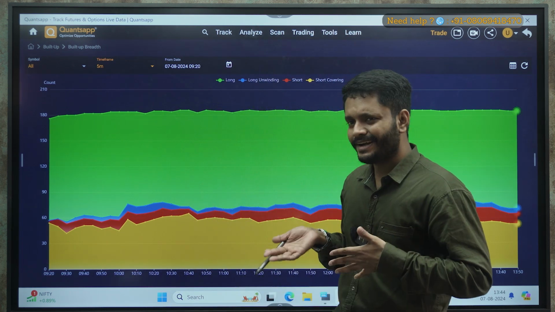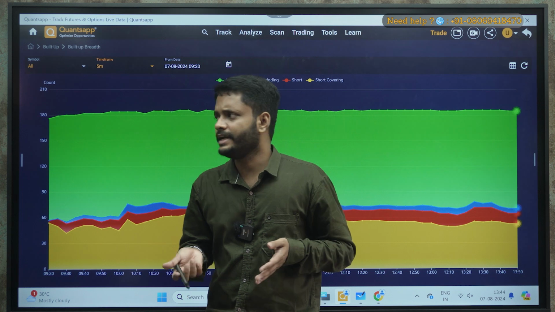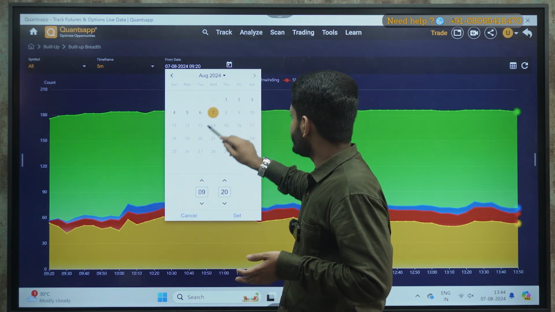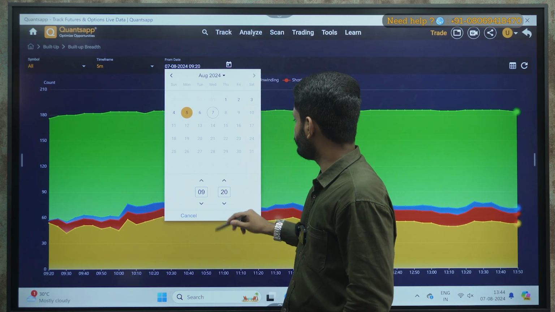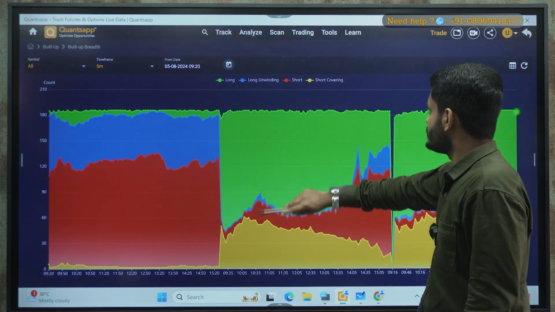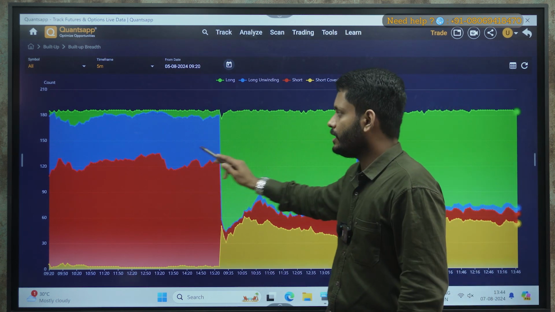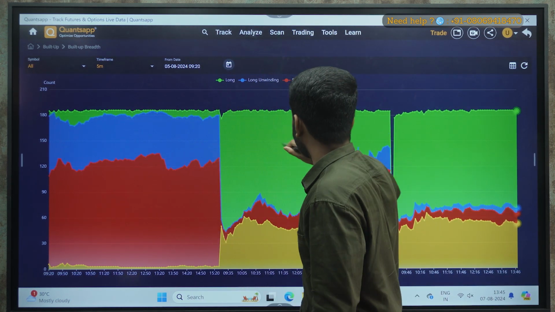Or else, if you are a swing trader and you want the data of the past 2 to 3 days, then you can go and change it here. Today is the 7th. Say for example I want to check the data from the 5th, so let me keep it 5th. The time is set as 9:20. Okay, set. So from the 5th onwards, check. You will be getting the overall data over here, so at what time, what was the setup, you can definitely check.